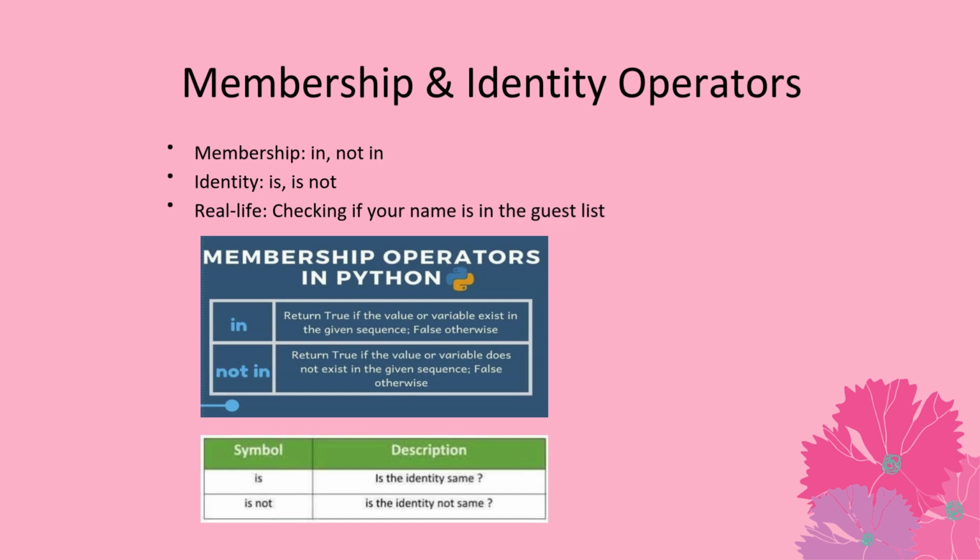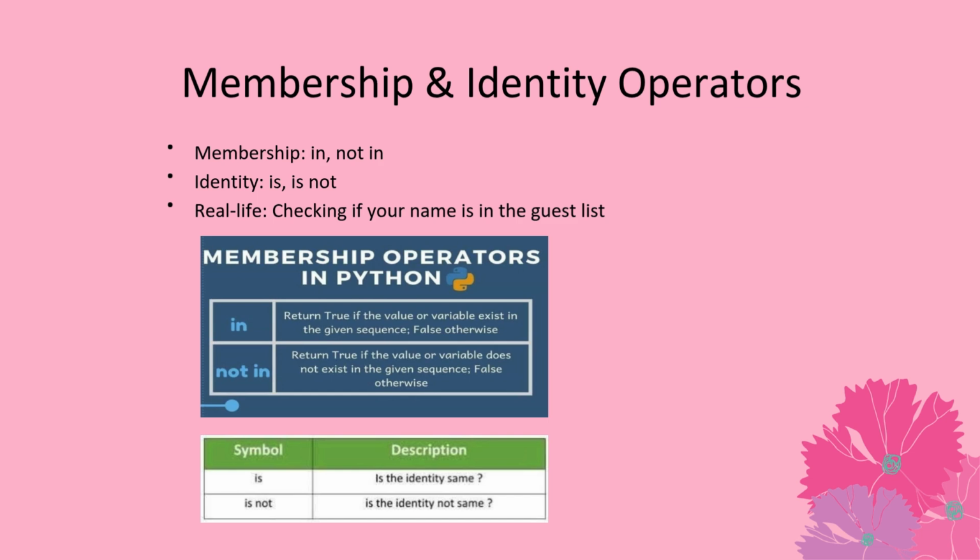Real life analogy. Imagine you are checking if your name is on a guest list. If your name is there, in. If your name is not there, not in. So in programming, this helps you check presence or absence before taking action, like verifying login usernames or checking search results. To summarize, membership operators are your quick tools to check if something exists inside something else. Up next, we will learn about identity operators, used to compare memory locations of variables.